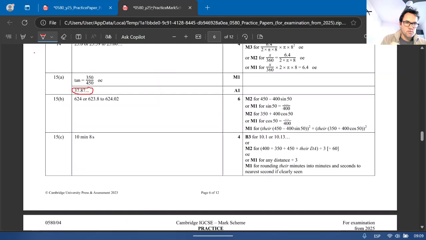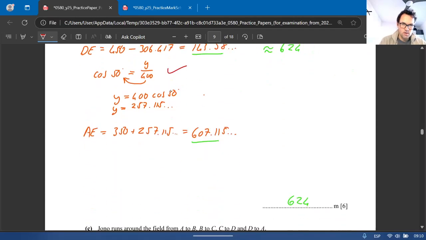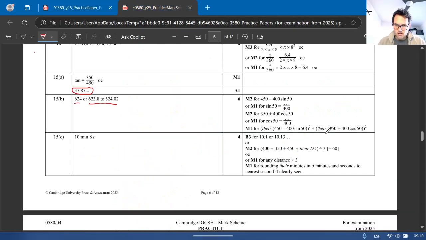Let's look at the mark scheme. It's quite a big question, this one. 624, or the unrounded answer is also good. But if you do have the unrounded answer, make sure it is within those parameters, because if you round it earlier on, it might not be accurate enough. Okay, it's pretty straightforward. It seems you get 2 marks. 1 mark here. Let's go to red. 1 mark here for that. A mark for that. A mark for Pythagoras. And a mark for the answer. That's how I understand the mark scheme.